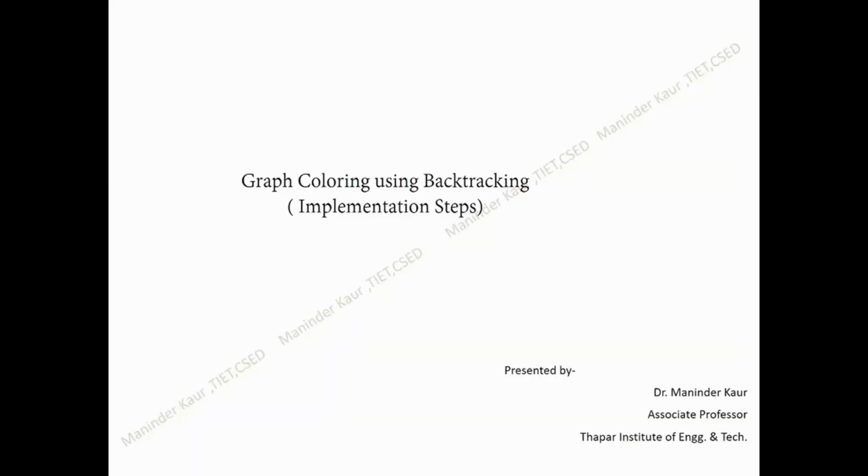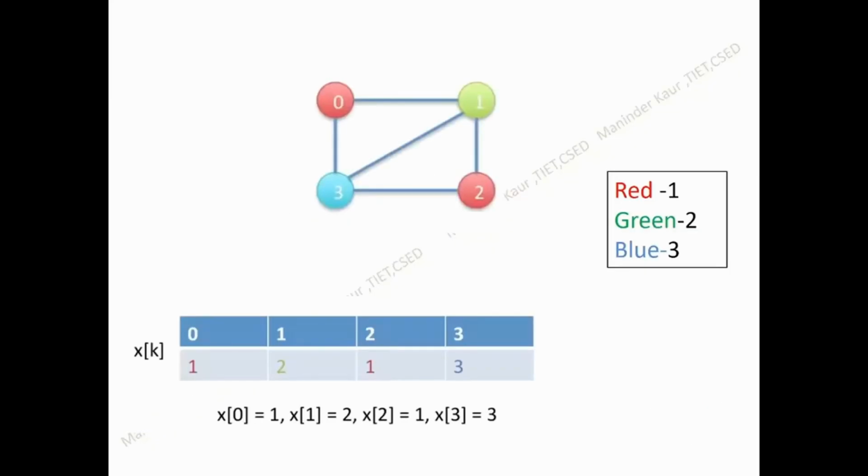The topic is graph coloring using backtracking: implementation steps. Before starting with the implementation part of graph coloring using backtracking, let us take an example. Say a graph is given, and it has been colored using the backtracking method, where red color is represented by the value 1, green by 2, and blue by 3. Now, what output will we get after graph coloring using backtracking?